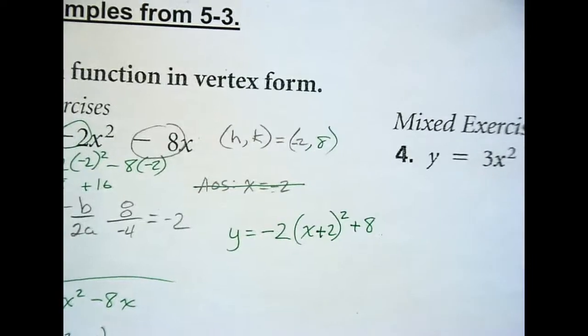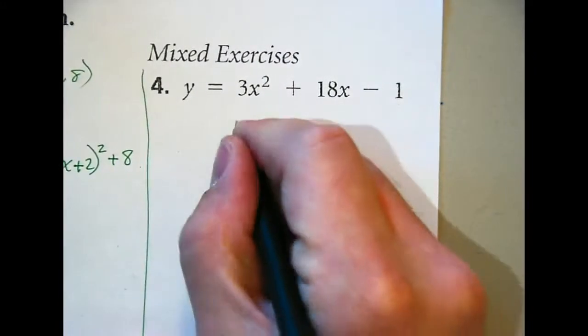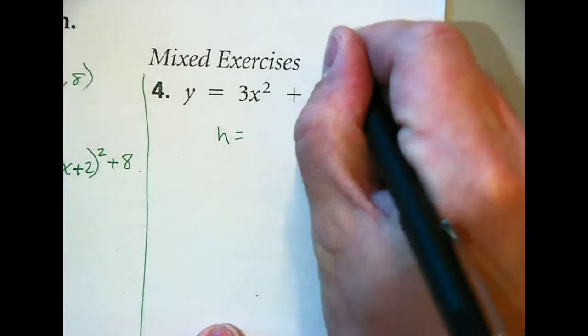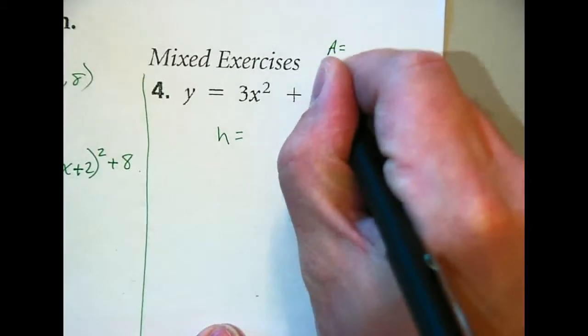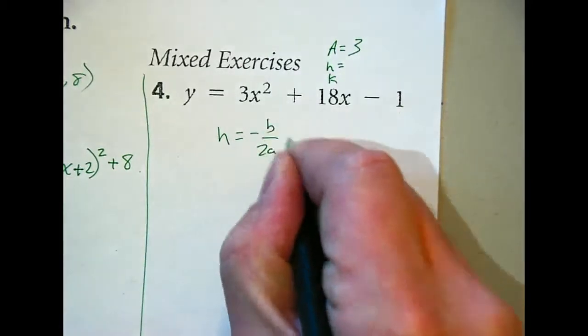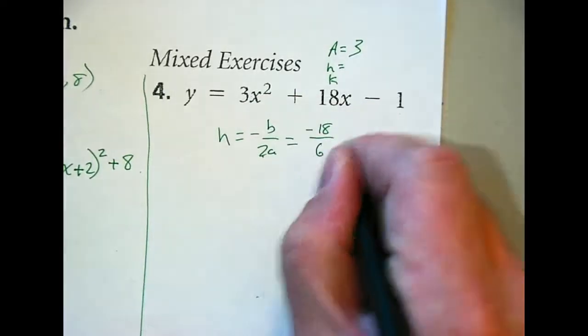Why don't you guys try that one there? Number 4. Vertex form. Okay, to go to vertex form, we need to know a, h, and k. We know a is 3. We can find h by opposite of b over 2a. So -18 over 2 times 3, or 6, which is -3.